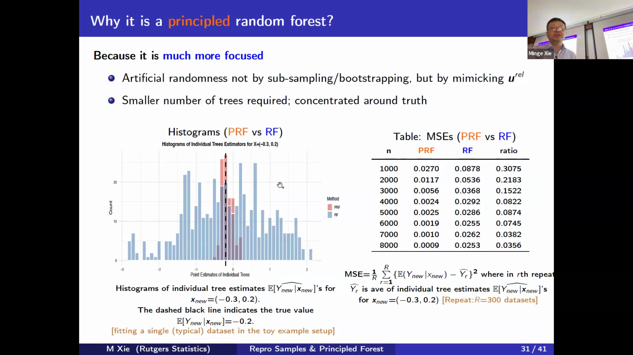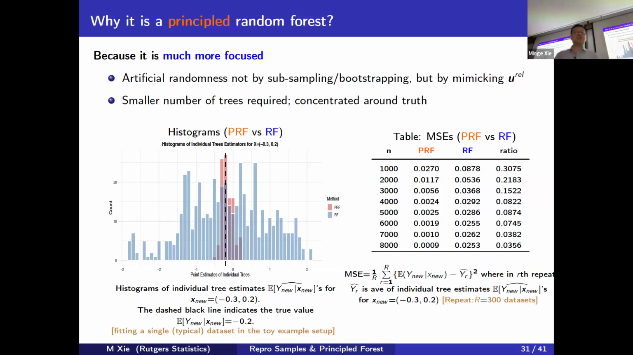So basically, the artificial randomness is generated by resampling. Instead of doing bootstrap or subsampling, what we do is simulate epsilon star, mimicking the real noise. So this is more targeted. It's not going everywhere. That's the evidence you can see: when you do the prediction, our trees are always around the truth instead of spreading around quite a bit.